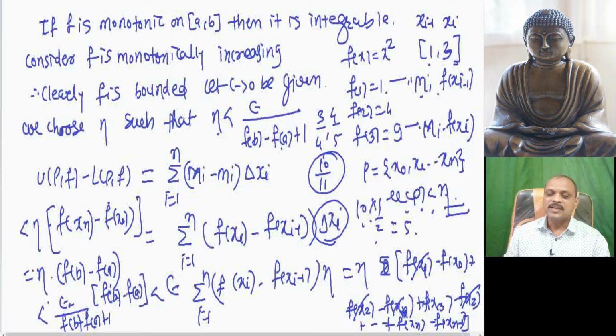Okay, but what then do we get? Upper sum minus lower sum is now less than epsilon. By the condition of integrability, the function is integrable, and that means a monotonic increasing function is integrable. Similarly, we can show that a monotonic decreasing function is also integrable.